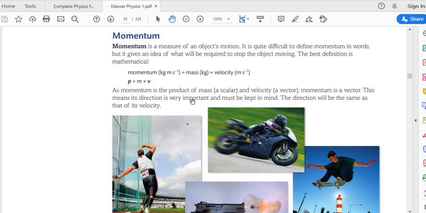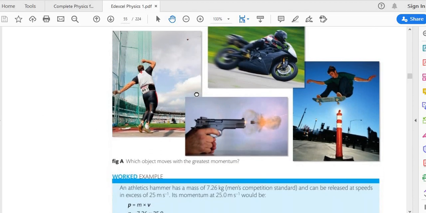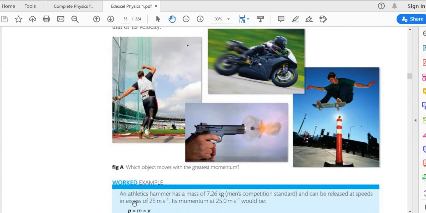This means its direction is very important and must be kept in mind. The direction will be the same as that of the velocity. That is, the direction of momentum and velocity are the same. Which objects move with greatest momentum?